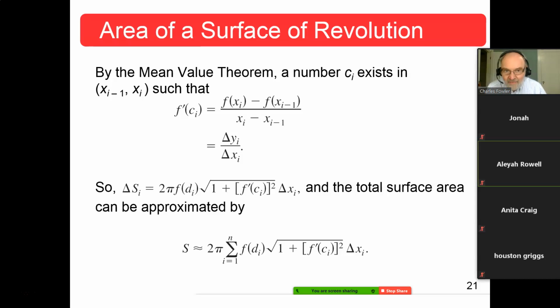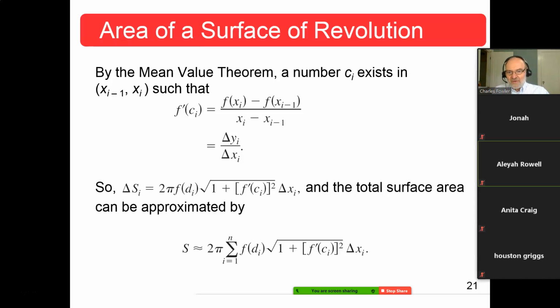Now, by the mean value theorem, the number c sub i exists on the interval x sub i minus 1 to x sub i such that f prime of c sub i is exactly your derivative. Your f prime is the change of f sub i over the change of x sub i, your rise over run, dy i over dx i. So the delta s sub i is 2 pi times the function at some value d sub i on that ith interval, times what looks just like your arc length function.